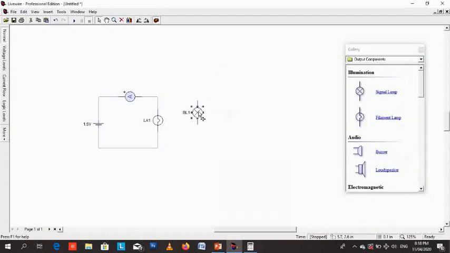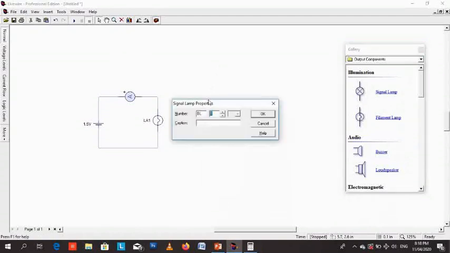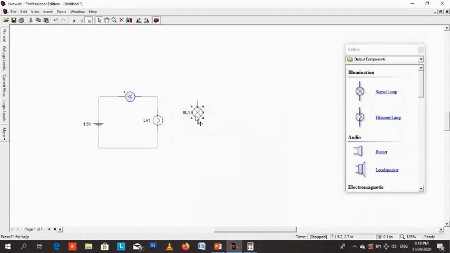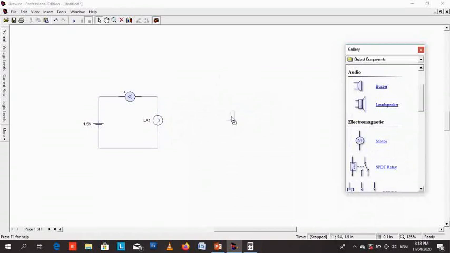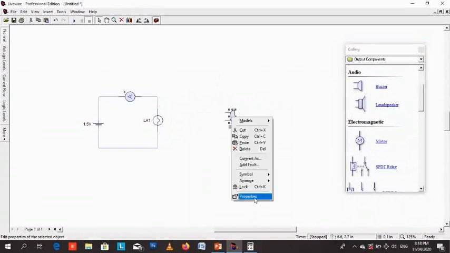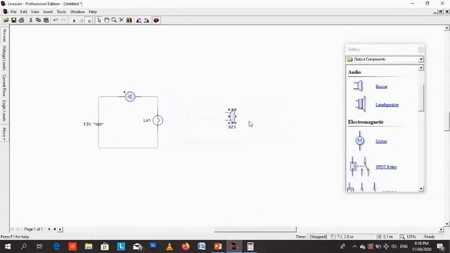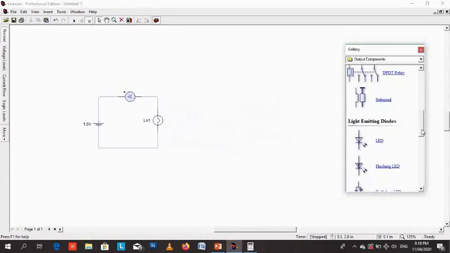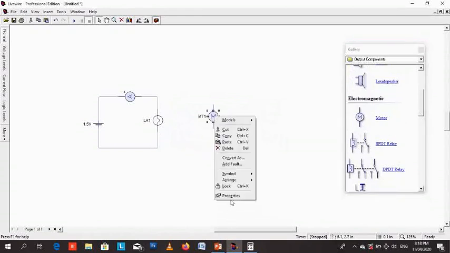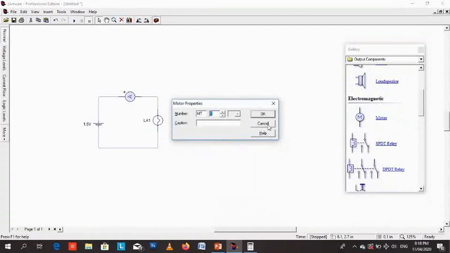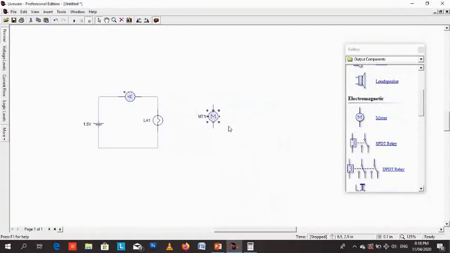Let's try the signal lamp, another kind of indicator. The same thing, it doesn't have an option to change the default resistance. Let's try another output component, the buzzer. It doesn't have an option to change the default resistance value. Let's try the electric motor. The same thing, no option to change the resistance value.